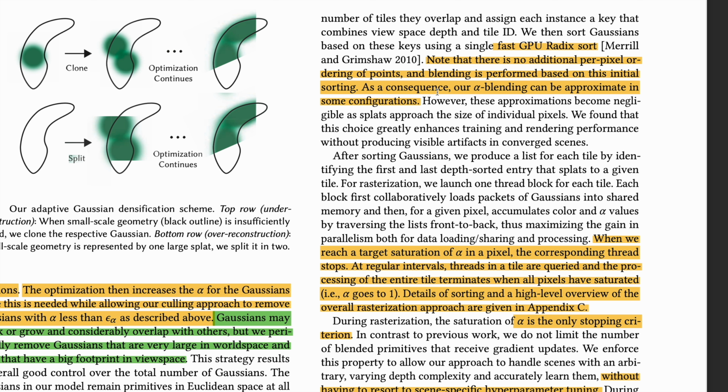But here we only do one depth sorting per tile, okay? So basically that means there are approximations. You don't do a sorting per pixel, you do a sorting per tile. So it's a small approximation that is okay, it doesn't have a big impact, but there is this approximation going on.